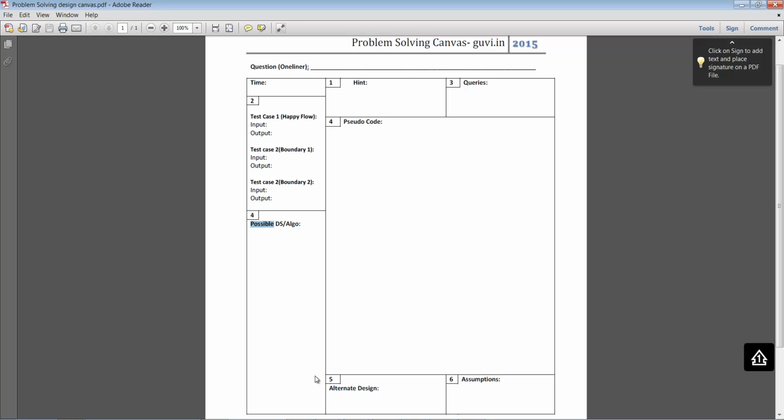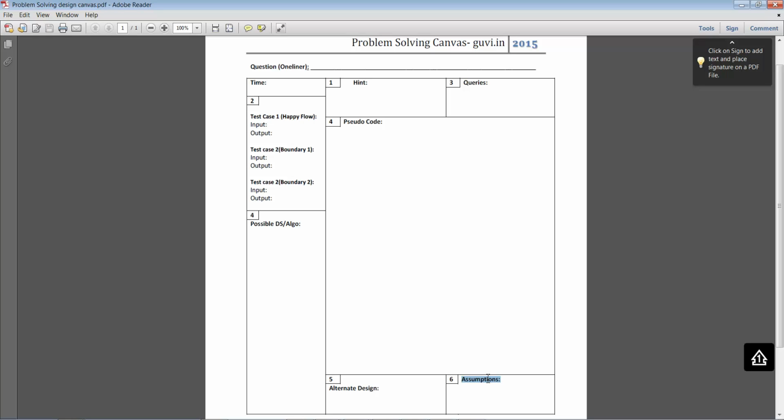Then go for the alternate design. The assumption should be the last point of your entire problem solving. There should not be an assumption. If there is an assumption, just call it out. Now you might ask, what is special about the business value problem solving canvas?